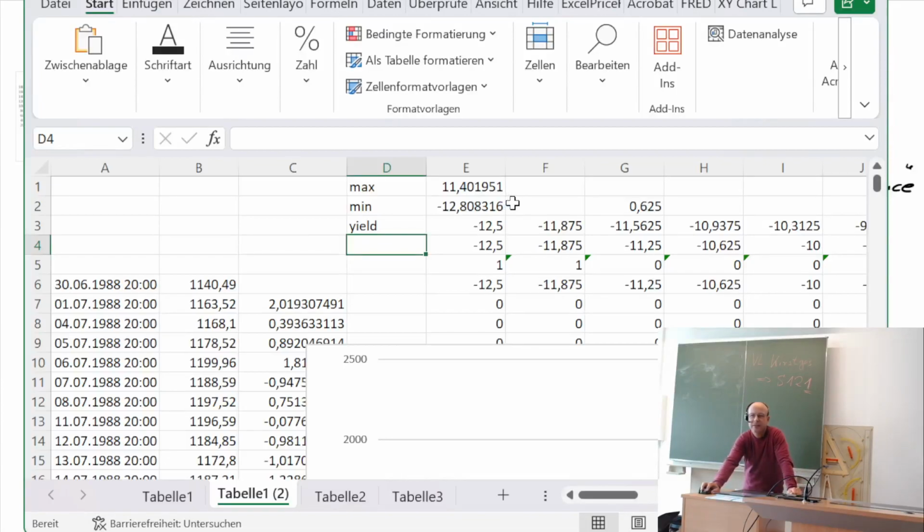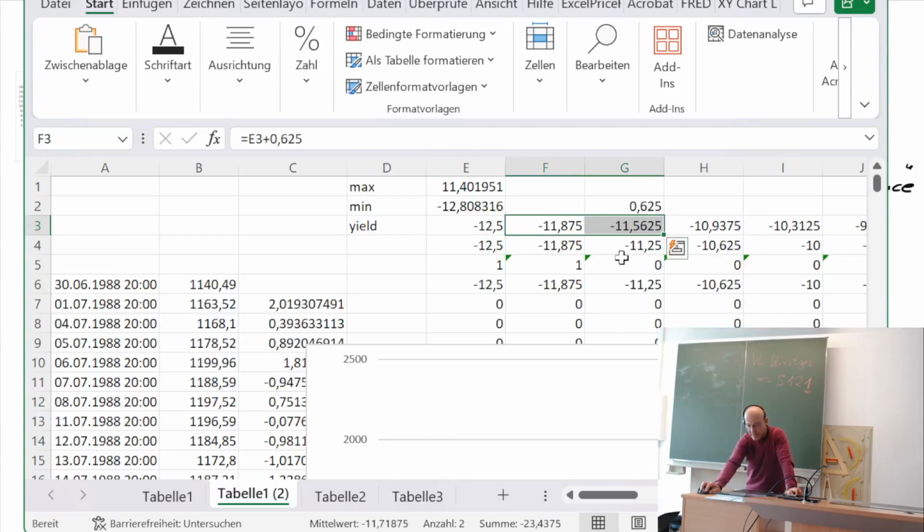So how often does it happen? Did it happen in the last 35 years that in the change from one day to the other day, the drop of the DAX was more than 12.5%? Fortunately, this didn't happen quite often. It happened only once. And then in between 11.875% and 12.5% downturn, this also happened only once. And this would be then the next interval. There we have a count of 0.